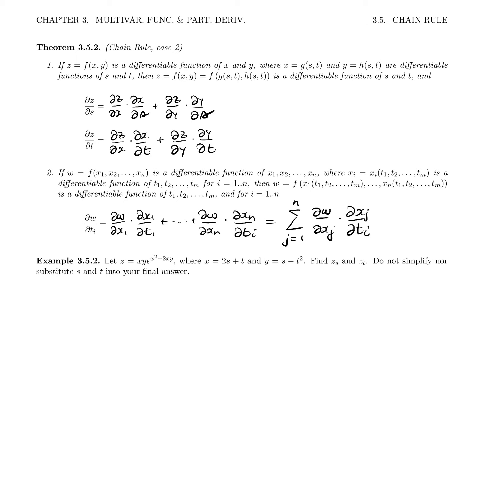Let's apply then the chain rule in example 3.5.2. So we have a function z, which is xy times e to the x squared plus 2xy, where x and y both depend on s and t as given here. We're asked to find z sub s and z sub t, and the instructions say that we don't need to simplify our answers nor substitute these s and t back into the final answer.